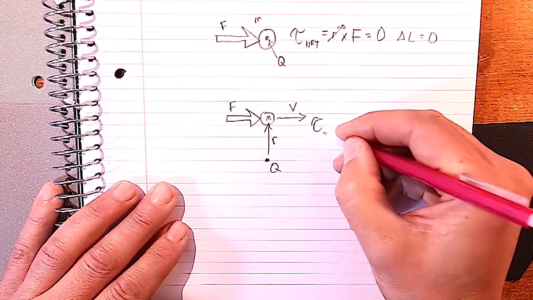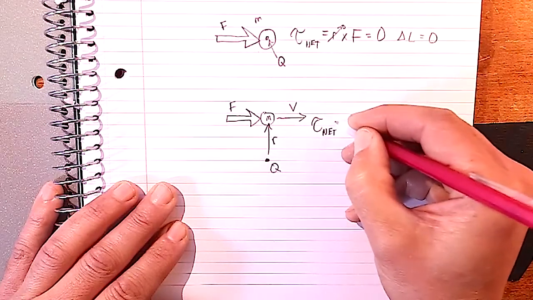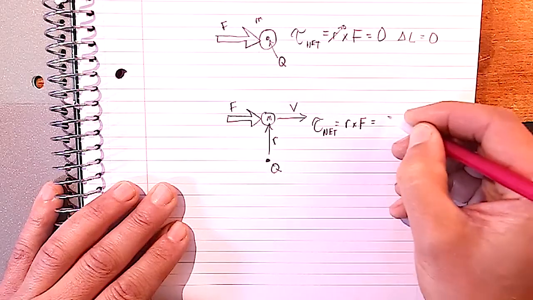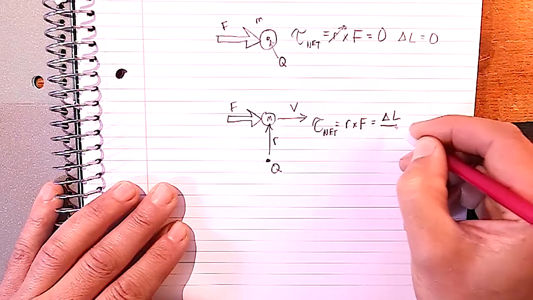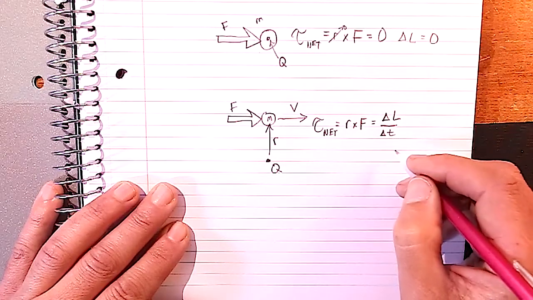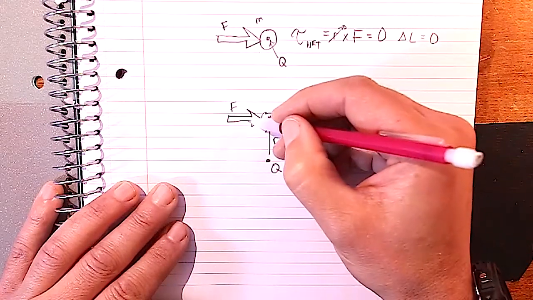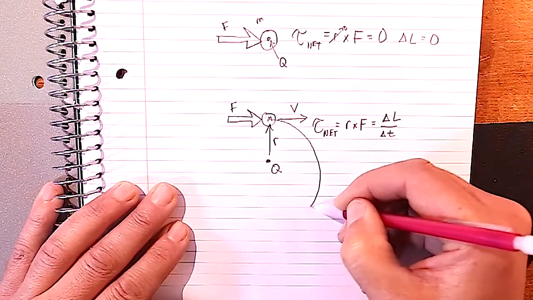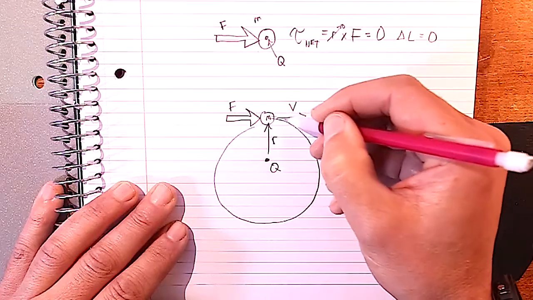So in this case, we do have a net torque, that's R cross F, and that's going to be equal to the change in angular momentum as a rate with respect to time. And that should make sense, because what's this going to do? Well, again, it's acting as if it's doing this in a circle.